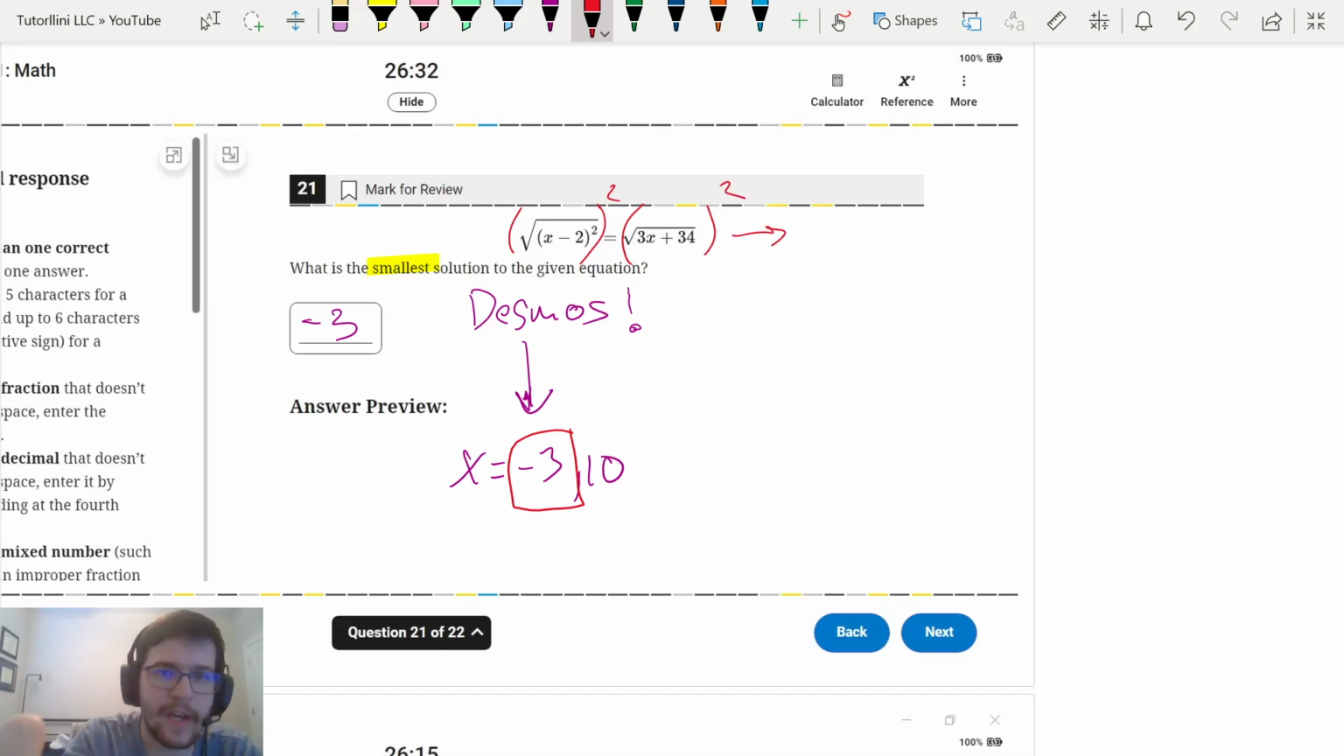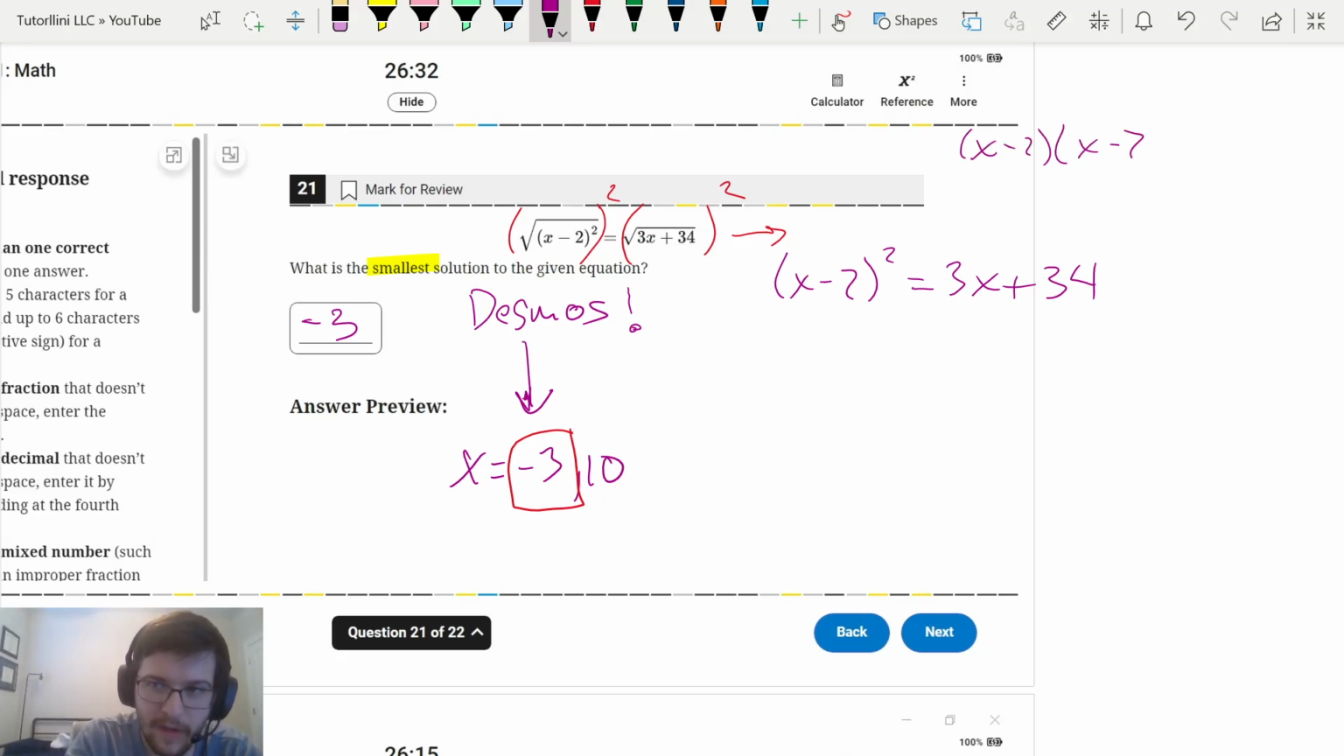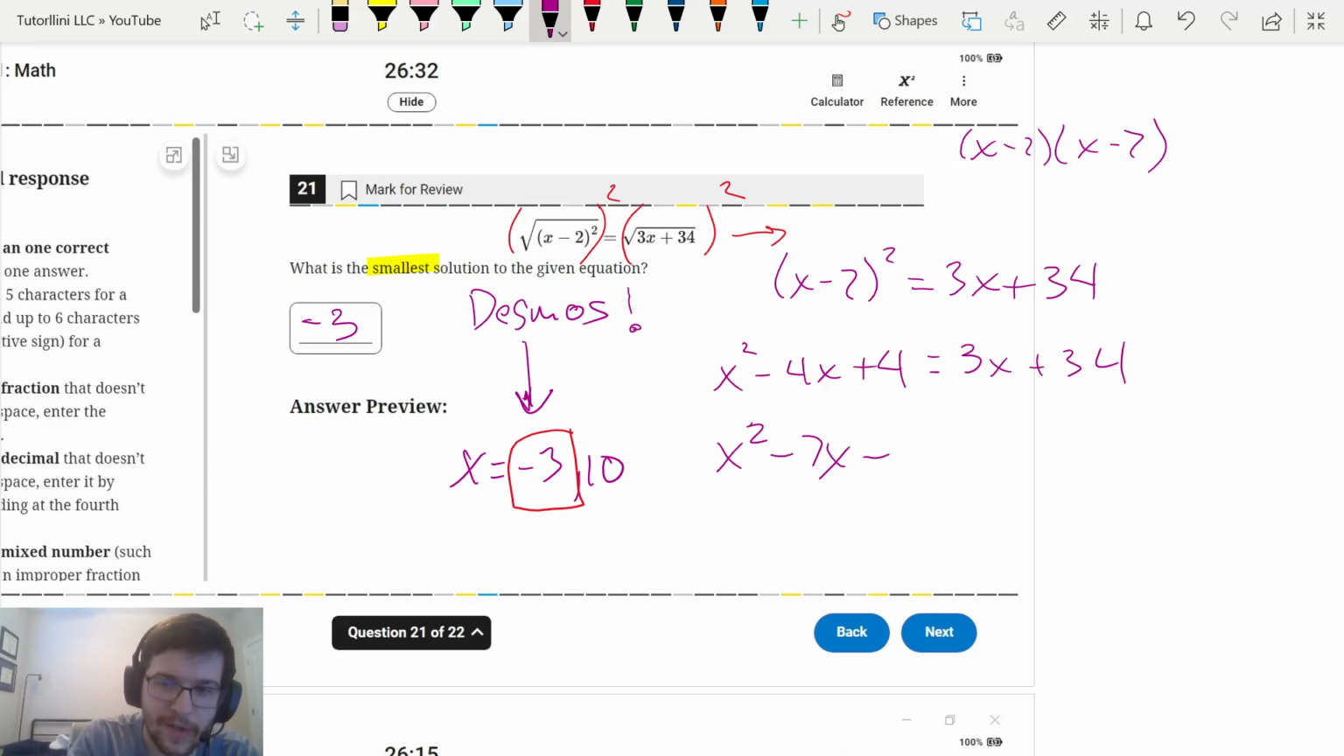And we get x minus 2 squared equals 3x plus 34. And then if we expand the left-hand side, you do x minus 2 times x minus 2, and you FOIL. And if you do that, you should get x squared minus 4x plus 4. Now we're going to get everything to one side. So we're going to subtract the 3x and the 34 over. So we get x squared minus 7x, and then we get 4 minus 34 is minus 30 equals 0.